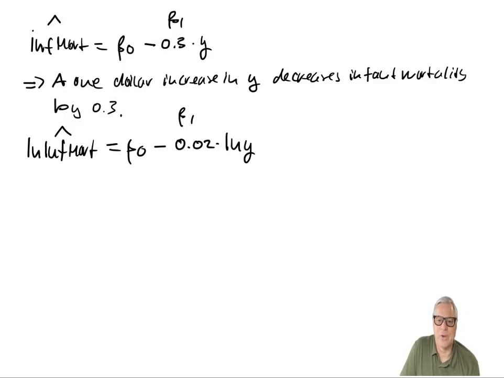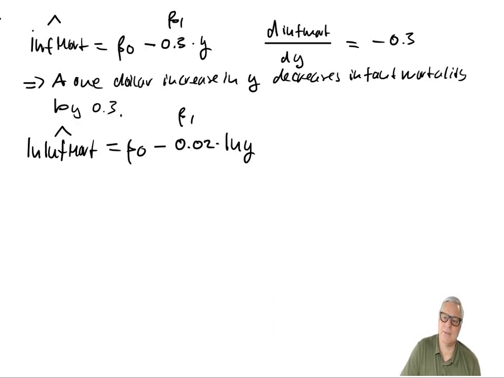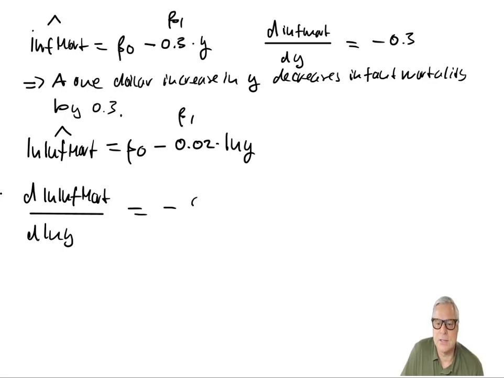So now, okay, if we take the derivative with respect to y, then we can say, well, the first derivative of infant mortality with respect to y equals negative 0.3. And then we would say, okay, a $1 increase in GDP per capita reduces infant mortality by 0.3. But now what about here? So now we have here d, the log of infant mortality, and we take the derivative with respect to ln(y), and that is negative 0.02. Okay, but now what that means is that a 1 unit increase in y decreases the log of infant mortality by 0.02. And what does that mean?